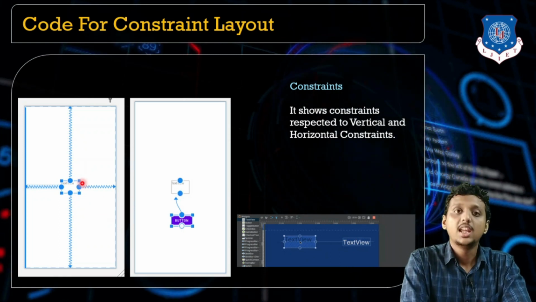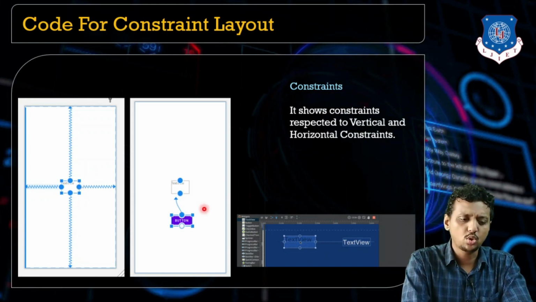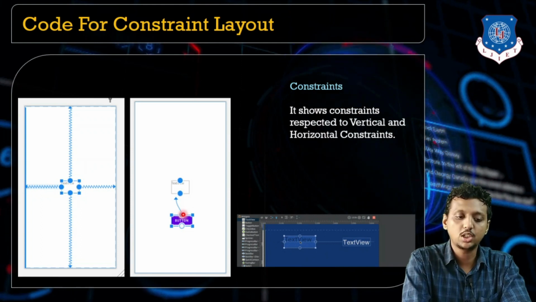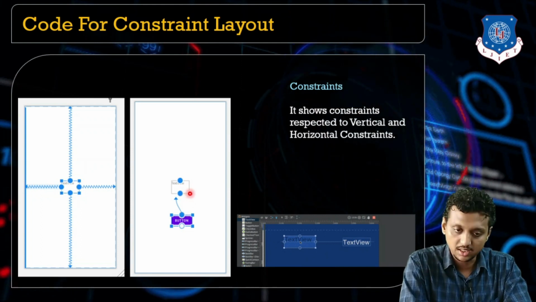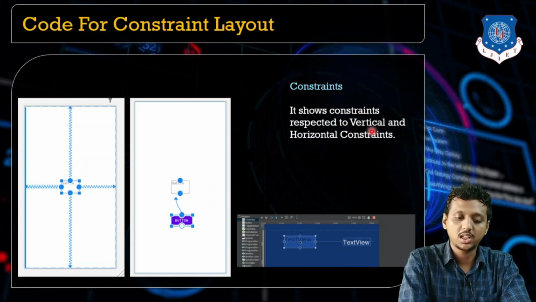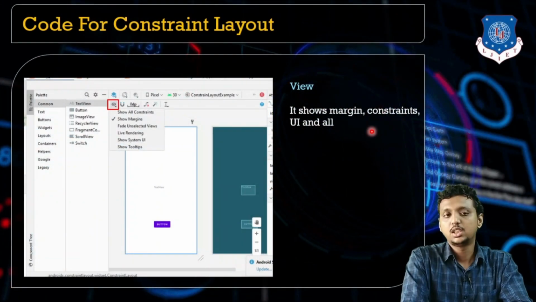the whole screen. If I'm going to take another button view component over here, then I can also match the constraint from the button component to the text view component as well. Okay. So constraint shows respective to the vertical and horizontal constraint. Next, the code for the constraint.